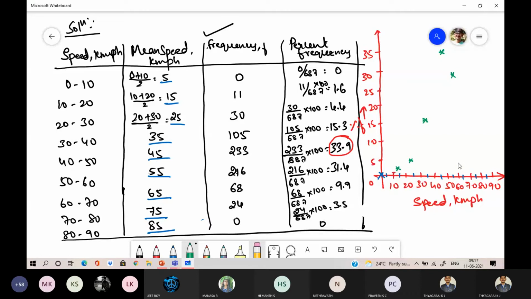Then for 65 it is 9.9, so approximately here. For 75, it is 3.5, approximately here. For 85, it is 0. It will be on the x-axis. So you will get the points like this. So kindly check it. Are you getting this type of points?